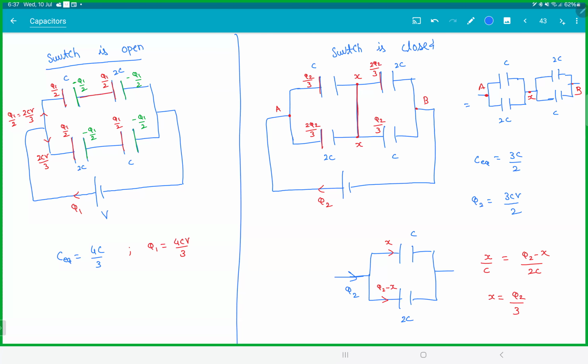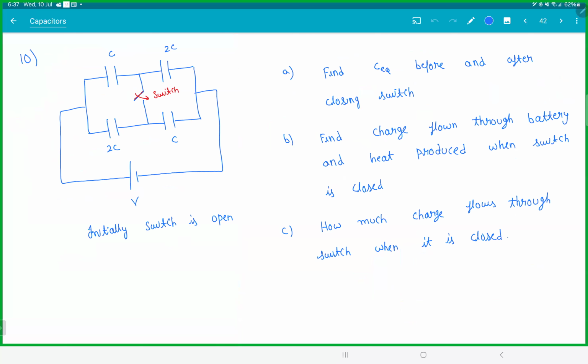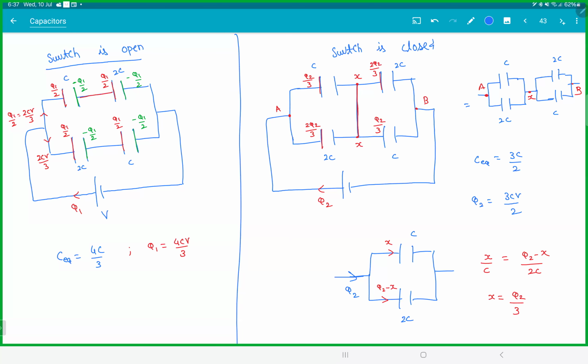Clear? Can I go ahead? Now let's see the questions I asked. C equivalent we have found. Now we want the charge flowing through the battery. Initially, how much charge is flowing through the battery? Q1. Now how much charge is flowing through the battery? Q2. So what was the difference? Q2 minus Q1, isn't it?